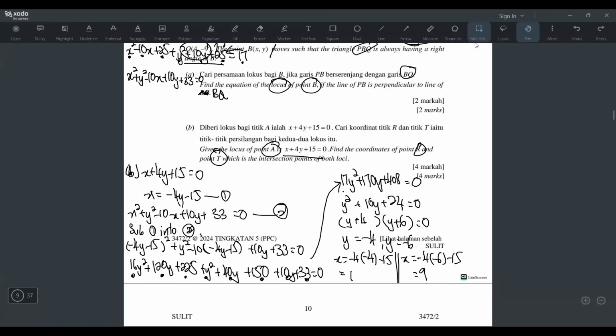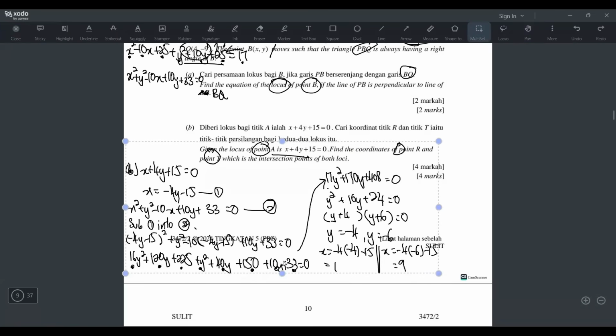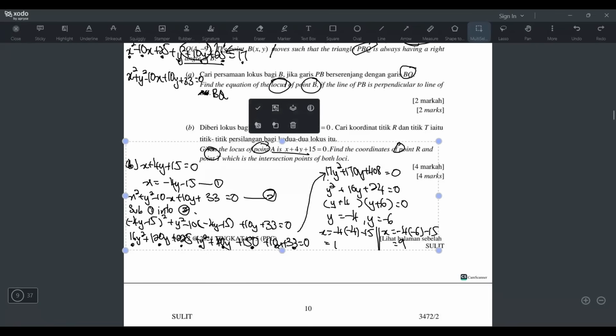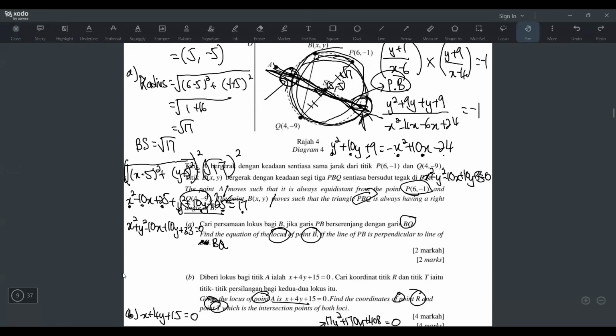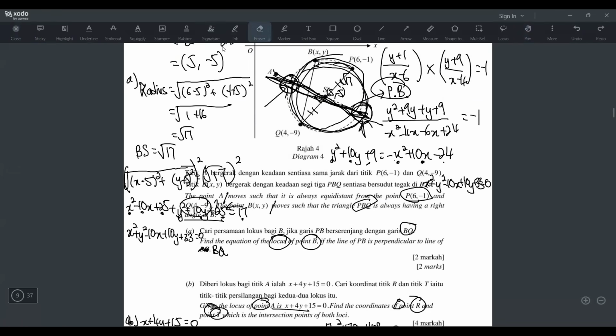Okay, but I need more space. So let me adjust this. Okay, so what is the intersection point here? This one is 1, -4. The other one is 9, -6, right? But which one is point R? Which one is point T? Okay, refer the diagram lah. So refer the diagram. So let me erase here. Okay, so which one is point R, point T?